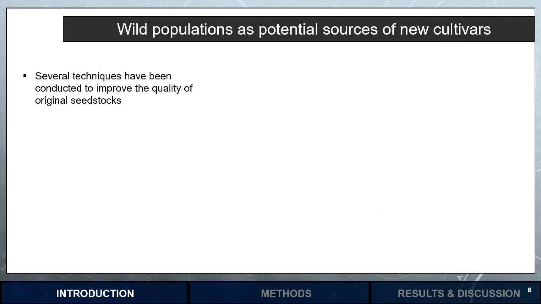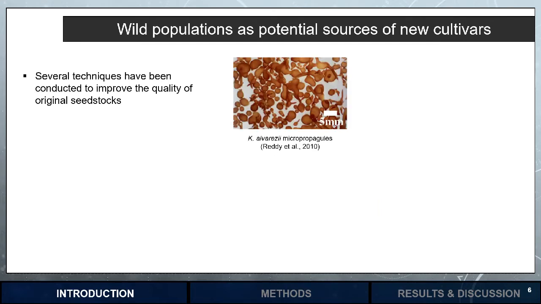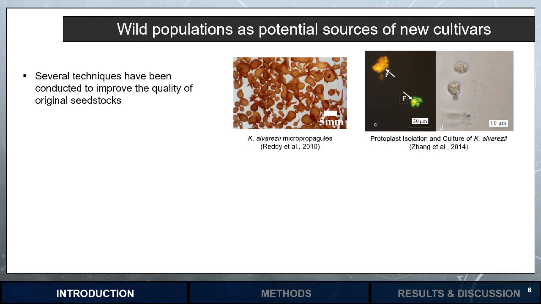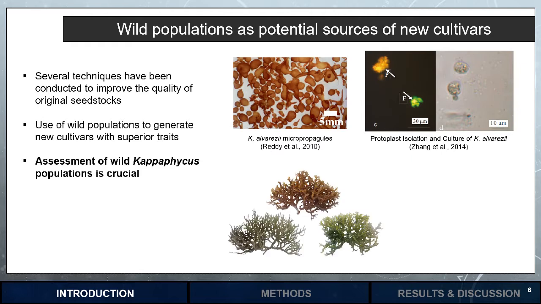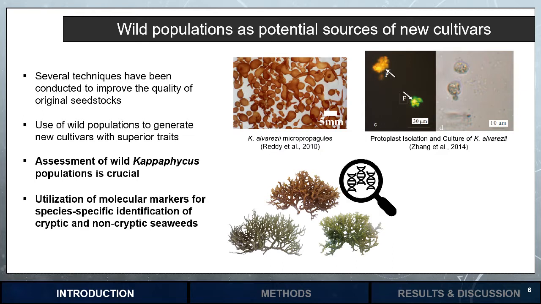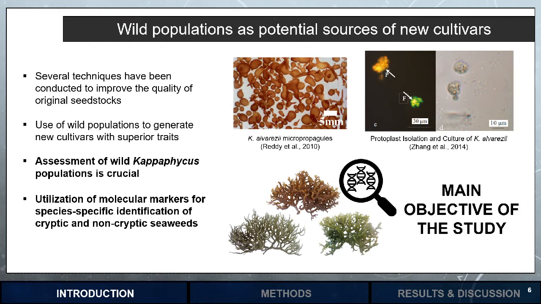Some of the techniques used to improve quality of available seed stocks include micropropagation and protoplast isolation and culture. Another way is to use wild populations with superior traits to generate new cultivars. In this regard, there is a need to assess wild Kappaphycus populations. To do this, we will use molecular markers for species identification, which is the main objective of this study.